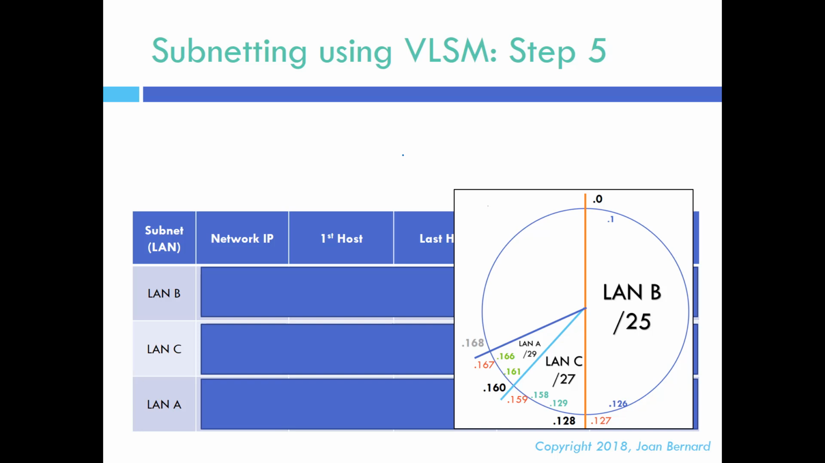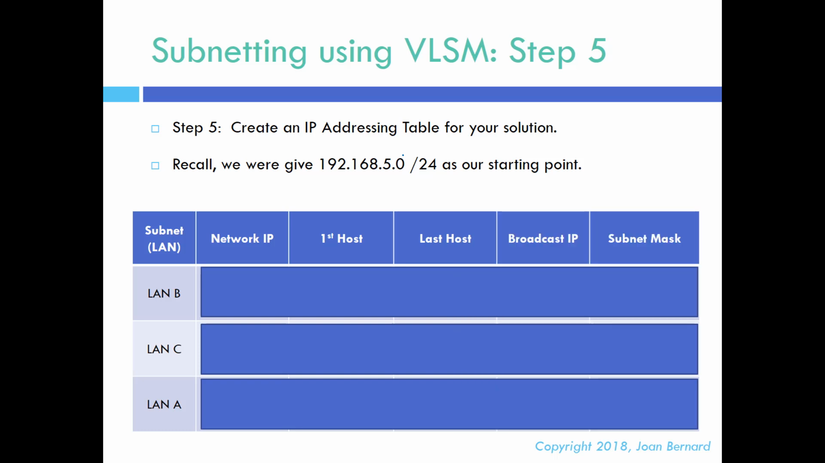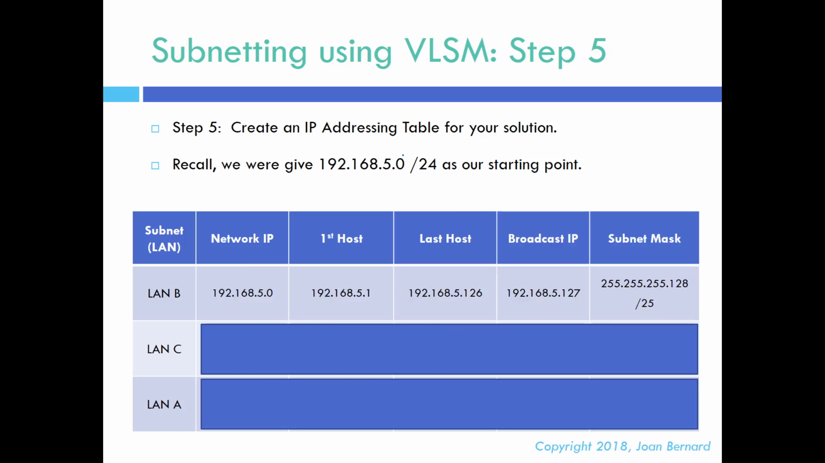Great. So we've kind of got this picture in our mind, or maybe we've drawn it out on our subnetting wheel. And now what we want to do is transfer that into an IP addressing table. So that's step 5, creating an IP address table for our solution. So we have to remember we're given 192.168.5.0 /24 as our starting point. And so now we're going to take a look at the table.